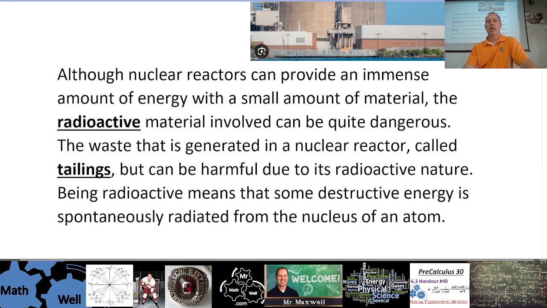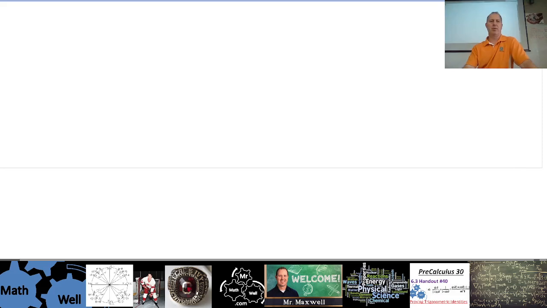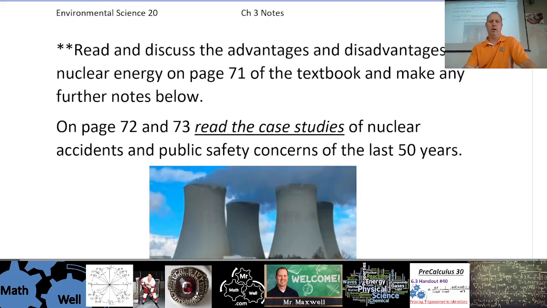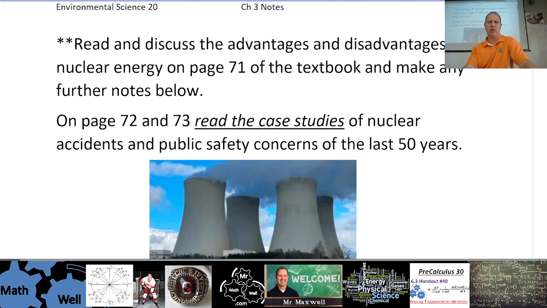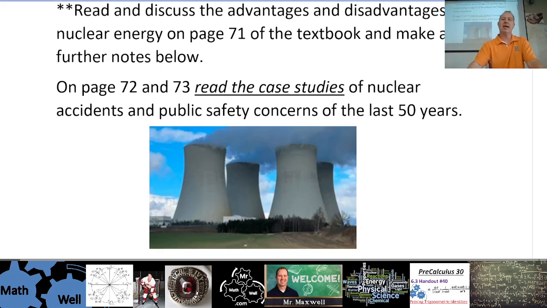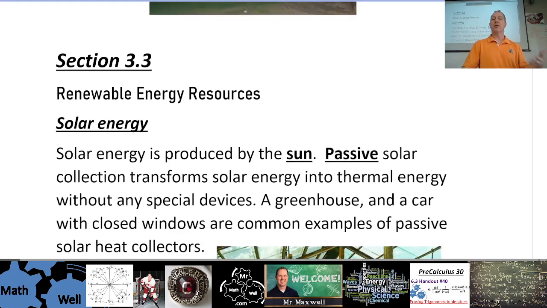Okay. So the last part of this, let's see. I asked you to read and discuss the advantages and disadvantages of nuclear energy, and then on pages 72 and 73 were case studies of nuclear accidents. So I did ask you to read about that. Information that you would find on those pages and those readings are open for the quiz or the test, so they aren't in these notes, but I will ask you to read from the textbook about that stuff. So we are on 3.3 today.